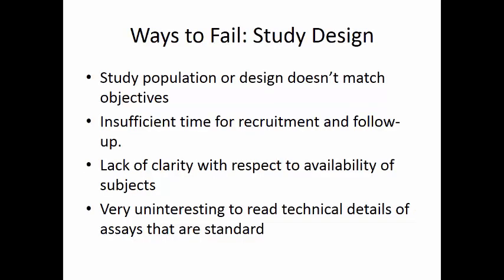So what are some of the big failure points that I've seen? The first one is where the study design and the population don't match the aims. It seems obvious, but this happens repeatedly when I've reviewed for NIH. Another thing is to make sure that there's sufficient time for recruitment and follow-up within the study. It's a feasibility thing, but sometimes you see obvious defects there that make the study not really feasible to run.